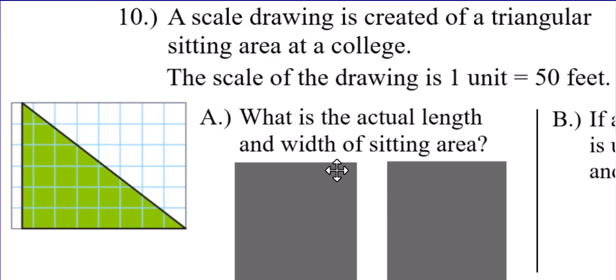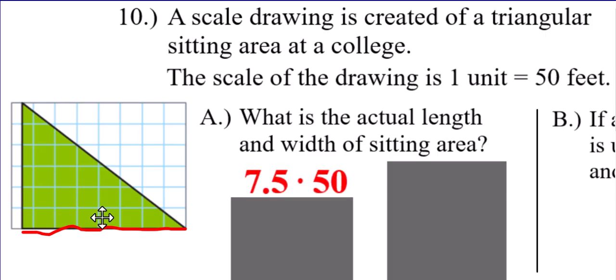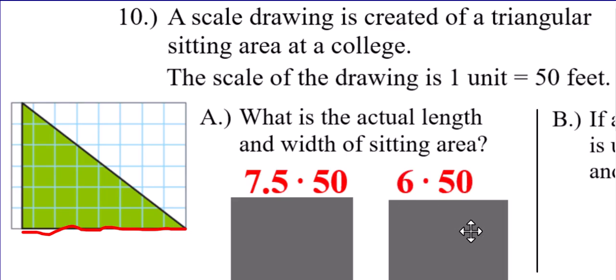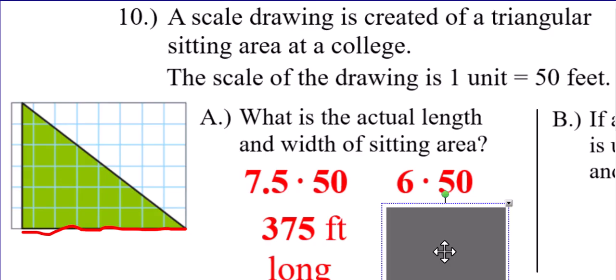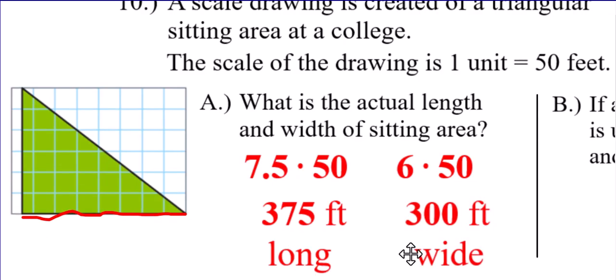Okay, same kind of work for number 10. Actual length, actual width. Now, we do have to count. We have 1, 2, 3, 4, 5, 6, 7 and a half long. We're going to take that times 50. And then it's 1, 2, 3, 4, 5, 6 units wide. So 6 times 50. 7.5 times 50 is 375. 6 times 50 is 300. There are your answers for part A. Feel free to hit pause if you need to fix whatever you had.